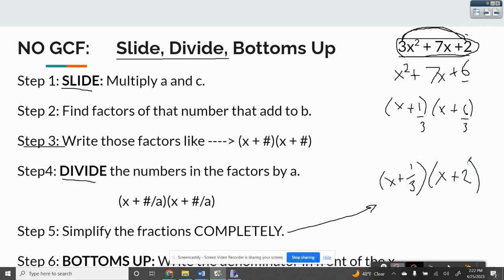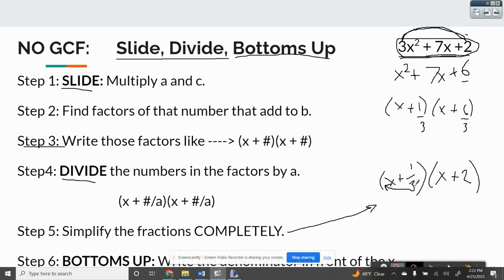We're almost done, right? When we factor, we don't really want to have fractions. And again, if I checked this by doing the box method, I still wouldn't get my original answer. That's because the last thing we have to do is bring the bottoms up. If there are any bottoms, which are denominators, we're going to bring them up. And by bringing them up, we're going to bring them right out in front of the x in the factor.